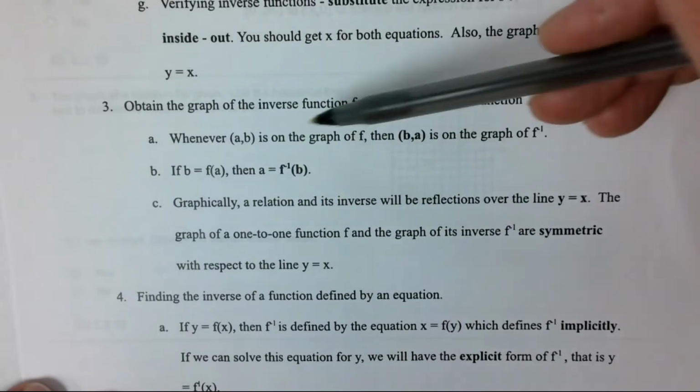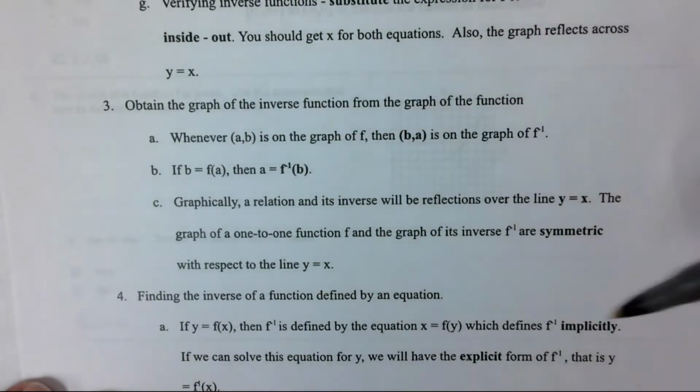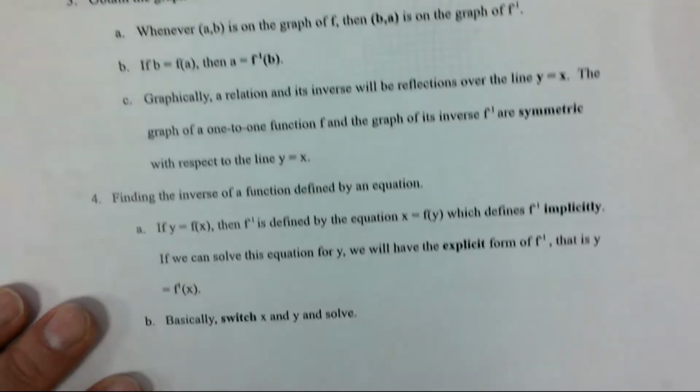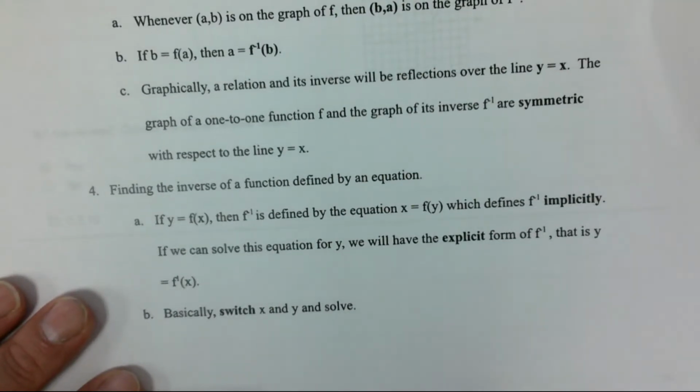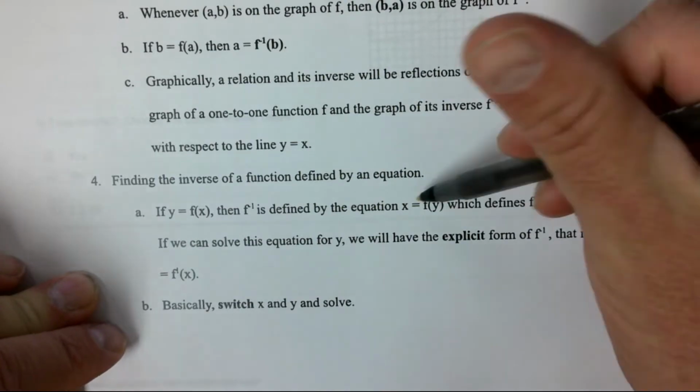And here it's just talking about switching x and y, but it's using a and b. It does reflect across the line y equals x. And we're just going to switch x and y and then solve.